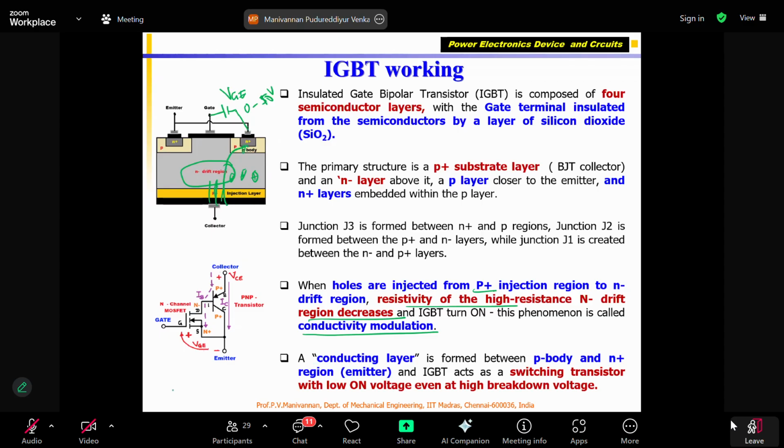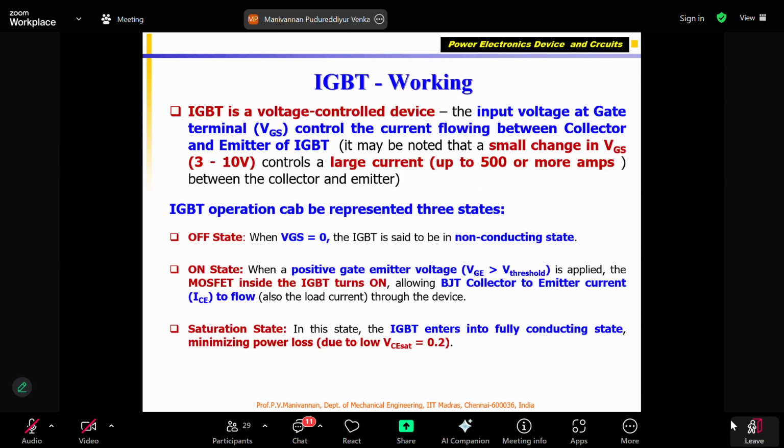So the conducting layer is formed, as I told you, only when a VGS is provided. Sorry, VGE is like this, minus plus. Gate should be positive voltage. So when VGE is a positive voltage, greater than 0, the switching of the transistor happens, the breakdown happens, and current starts flowing through the load. Okay.